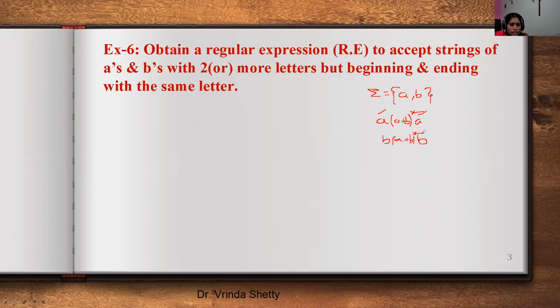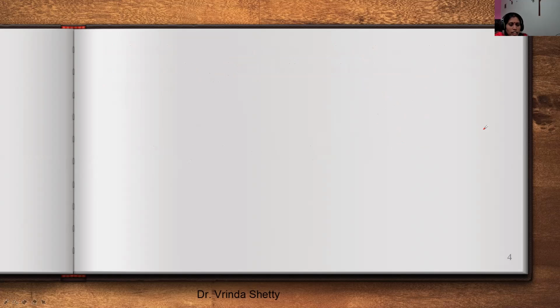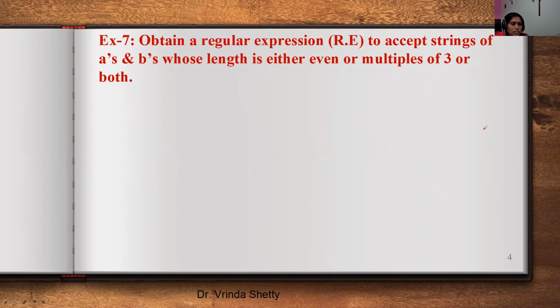So, or these two: if it is starting with an A, it ends with an A; if it is starting with B, it ends with a B. So this is how we are going to write a regular expression for the given example. See here, A (A plus B) whole star A, or B (A plus B) whole star B. Starting and ending input alphabet should be the same. We'll go to the next example.